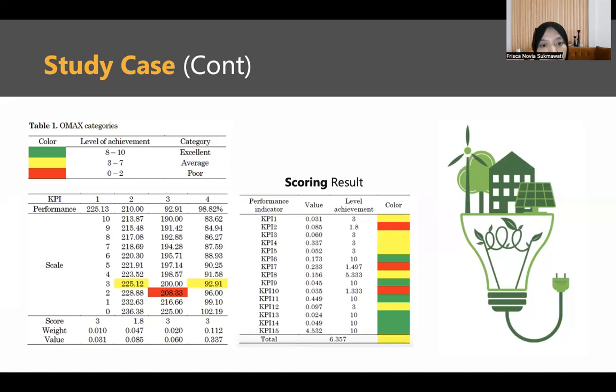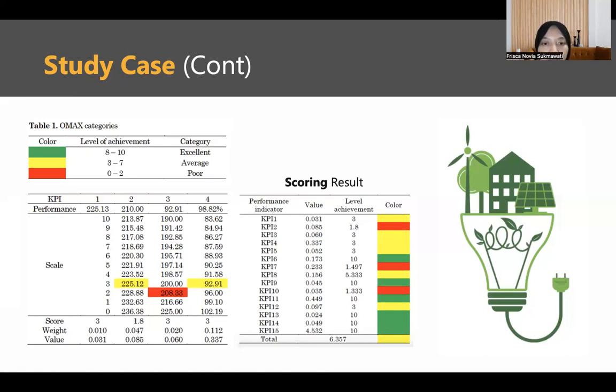Of 15 performance indicators, there are 6 performance indicators in the excellent or green category, 6 in the average or yellow category, and 3 in the poor or red category. Several indicators need to be improved to achieve the objective. For example, KPI number 7 is one of the red category. It should be improved because of the poor performance of the parameter.